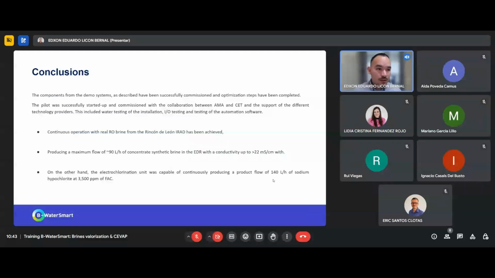This is the last slide that I want to present. At the end of the day, we have demonstrated the continuous operation of this facility. The maximum flow overall was about 90 liters per hour, taking into account the production of the electrolysis, but due to the usage of the buffer tanks, we can also produce 140 liters per hour of a solution of about 3,500 ppm of free available chlorine after the chlorination unit.